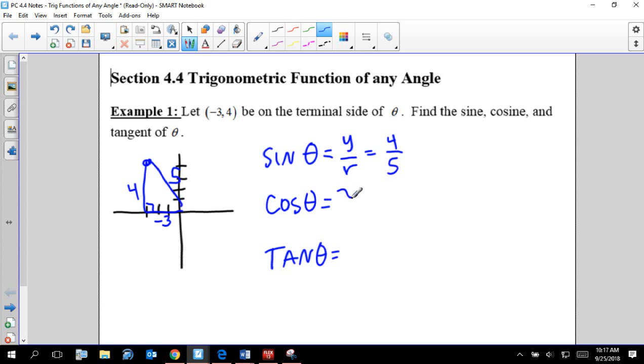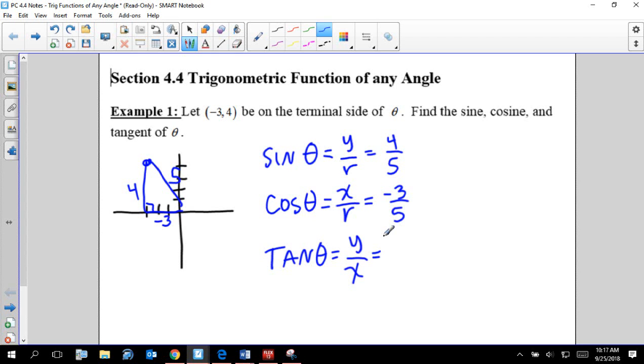Cosine is x over r, -3 over 5. Tangent, y over x. And again, I remember tangent because sine is y, cosine is x, so tangent goes y over x, in that same order.